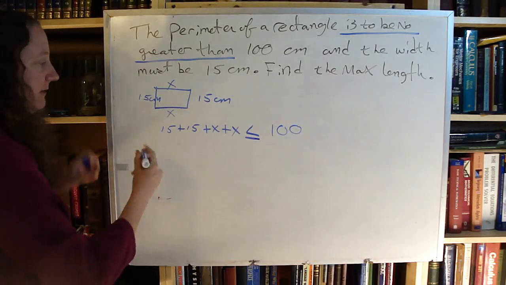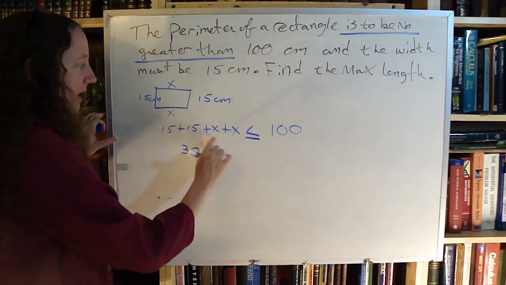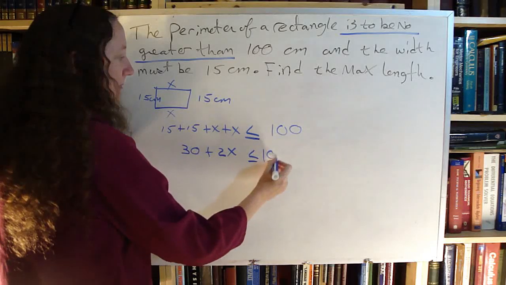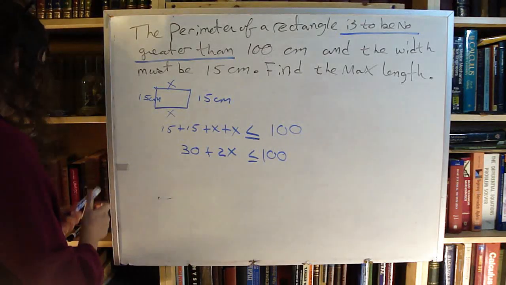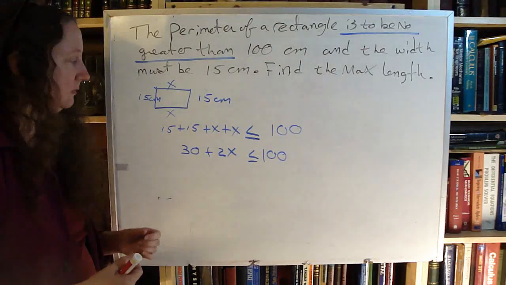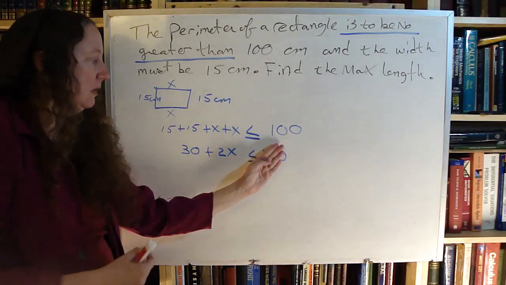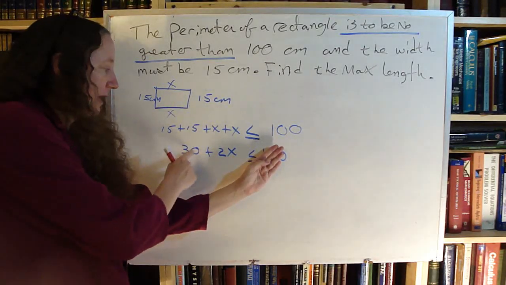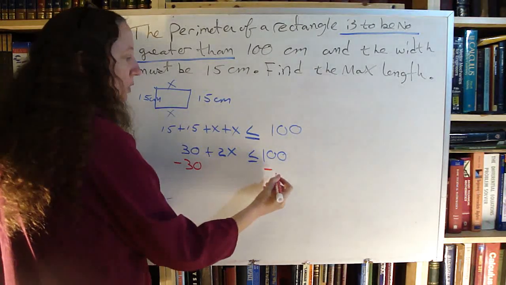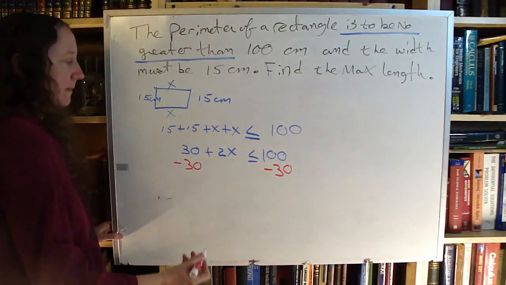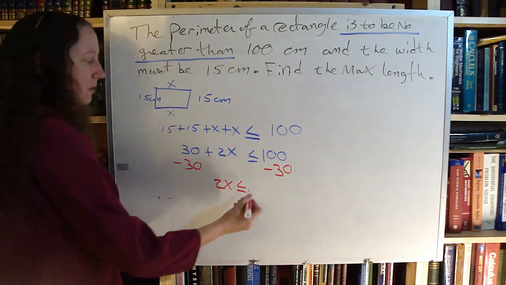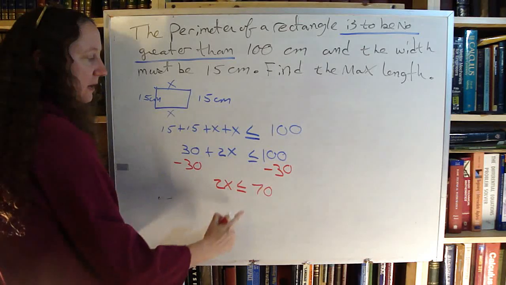Straighten this up a little bit. 15 plus 15 is 30. X plus x, 2x. Carry down the rest of the problem. I have my equation. I now know what to do. Solving for x, I need to move the thing that's being added or subtracted. I subtract the 30. What I do on one side of the equal sign, I do on the other. So now I have 2x is less than or equal to 100 minus 30 is 70.